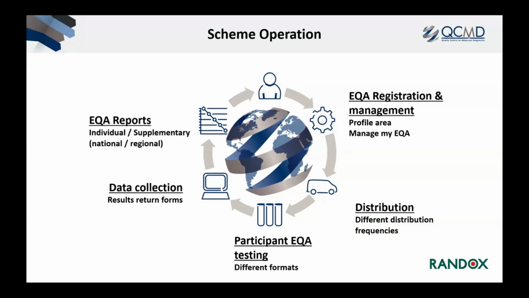Once the users have received their samples from QCMD, they will run them on their molecular workflow, at which point they will obtain results. Those results are then returned to QCMD using the online Items portal, and QCMD provides statistical comparisons. Within 2 to 4 weeks of the submission of results, QCMD will then provide an individual report for each challenge. And then at the end of the year, or perhaps every 2 years, QCMD will provide a supplementary report as well, which provides extra educational information additional to the individual report.